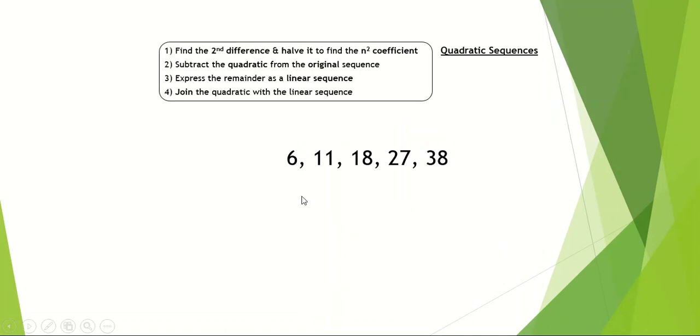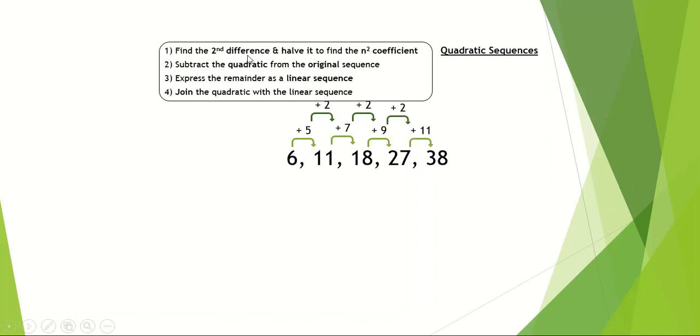Next, we'll try this. 6, 11, 18, 27, and 38. Get the first difference. They are not the same, so therefore, it's not linear. Try to get the second difference. They are equal, and that is 2.